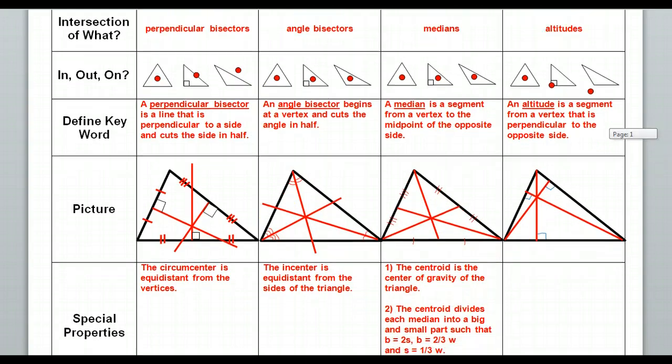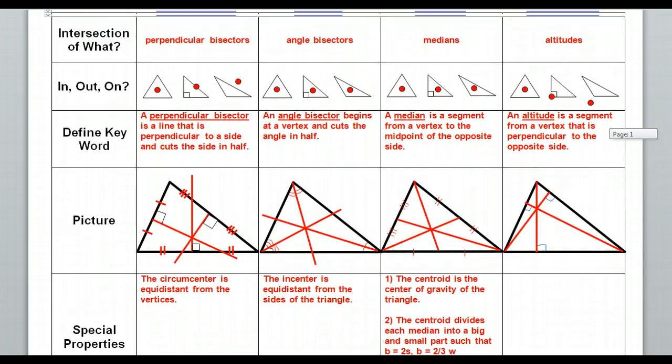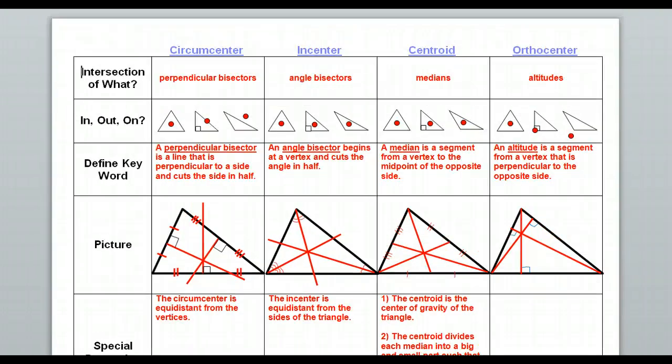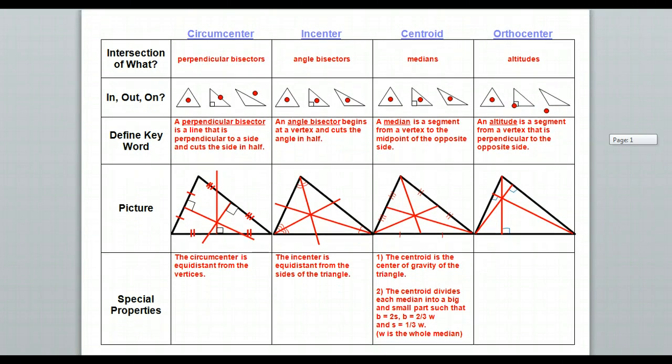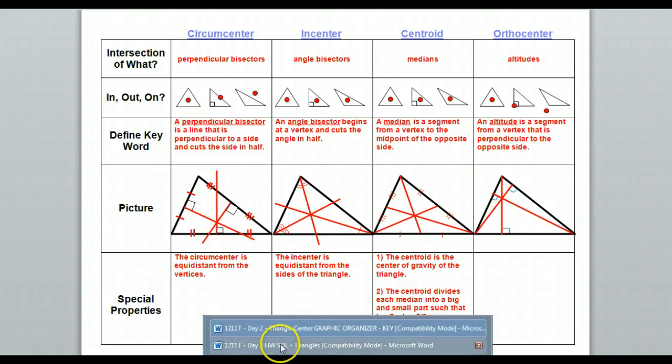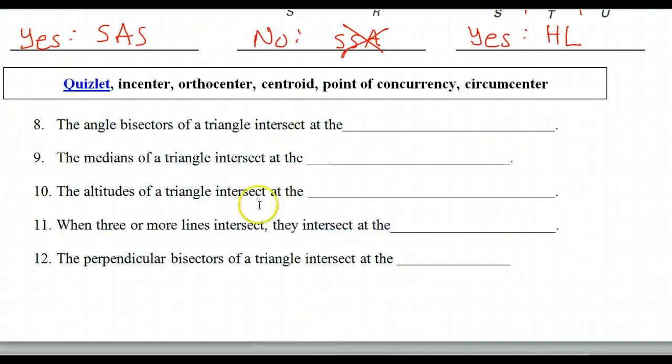I should zoom out a little bit so it'll all fit. Okay, all the information on the screen right now needs to be put into your brain, but I'll refer back to it as we go along. Okay, so this is a fill in the blank situation, obviously. The angle bisectors of a triangle intersect at the what? And we're supposed to pick one of these points of concurrency, one of these triangle centers.